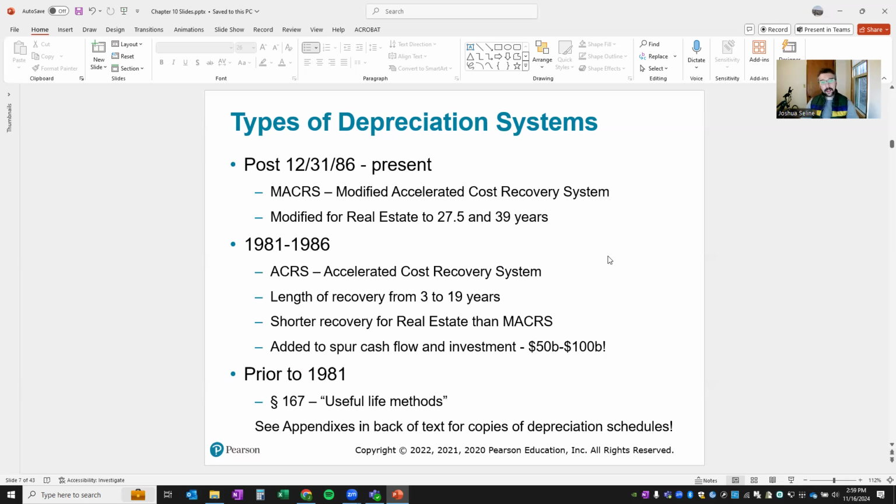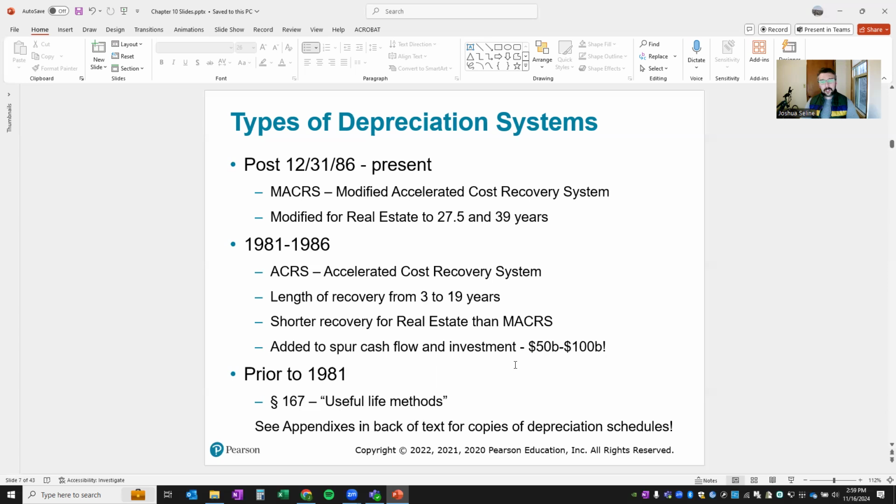81 to 86, that's ACRS. Length of recovery from 3 to 19 years, shorter recovery for real estate and ACRS. That was originally enacted by Congress to kind of spur the economy. That's what this line added, to spur cash flow investment.